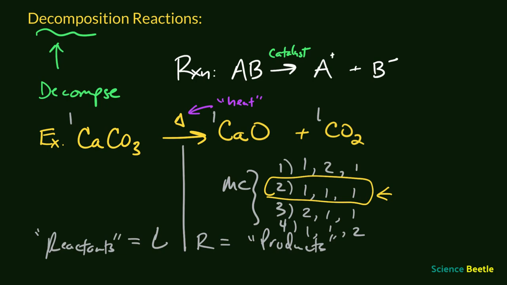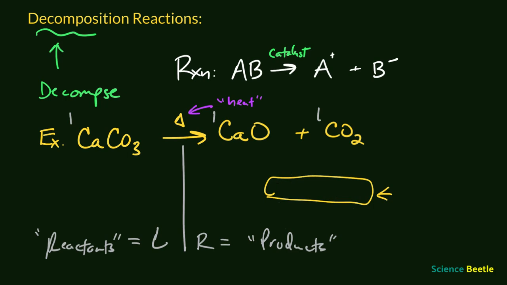You can also be asked, what's the sum of the coefficients for products, in which case the answer here would be 2 for the products, because you would then add up the 1 for the calcium oxide and 1 for the carbon dioxide for a total of 2. Okay, so just be aware that those are question types that you can get on an exam or quiz. All right, so let's turn our attention here and let's do another problem. I'm going to go ahead and clear out the board and erase a lot of the stuff that I've got written down here.